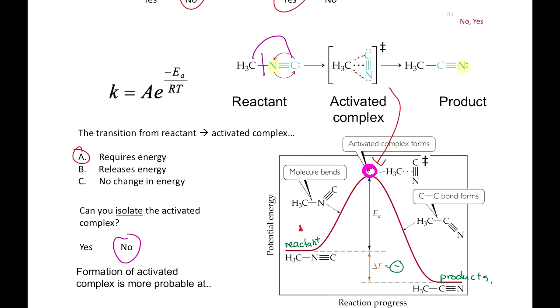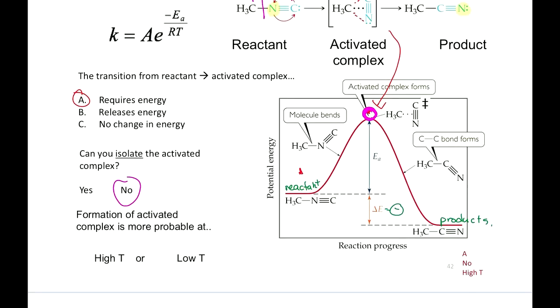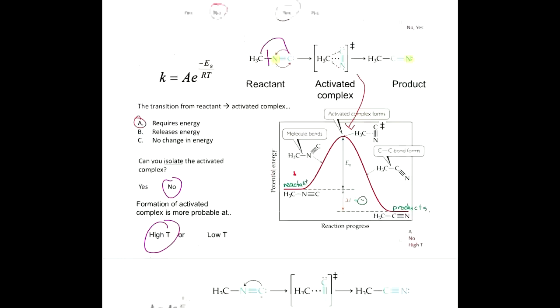Okay. Last idea here. If we want to make that activated complex in order to make products, when is it more likely to occur? At high temperature or low temperature? What do we think? How can we get up that hill? When is it easier to get up that hill? At high temperature, yes. Because if we give the reaction more energy, more kinetic energy, it's more likely to get over that hill to make the activated complex, to then go on to the more stable product. Okay, so there's our activated complex.